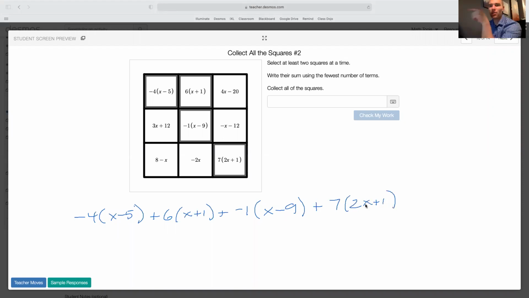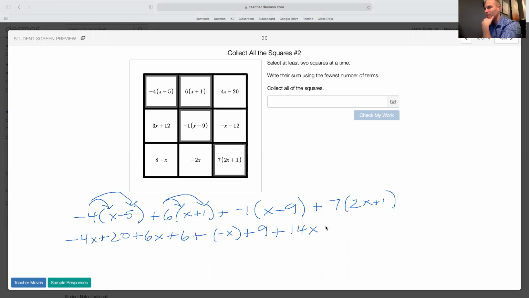All right, now I'm going to distribute each one of these and rewrite it as a really long thing below. So negative 4 times x is negative 4x, and negative 4 times negative 5 is positive 20. All right, so now let me do the next one. 6 times x is 6x, and 6 times 1 is 6. All right, and then next, negative 1 times x is negative x. And then negative 1 times negative 9 is positive 9. Next, we got 7 times 2x, which is 14x, and 7 times 1, which is 7.